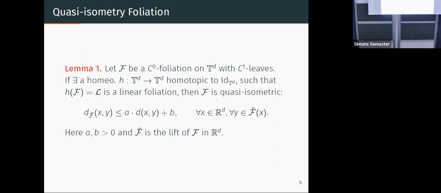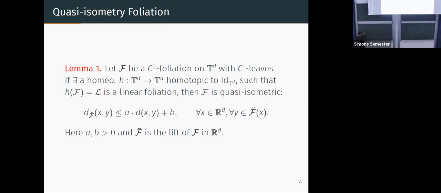The first thing is a lemma which tells you, if you have a C0 foliation on the D torus with C1 leaves, and if there is a homeomorphism homotopic to the identity which maps the foliation to the linear one, then this foliation will be quasi-isometric.